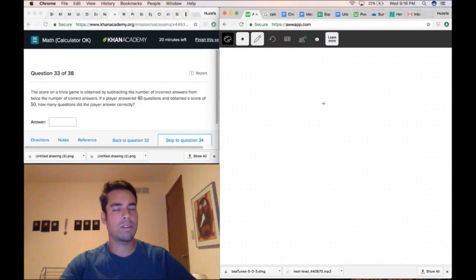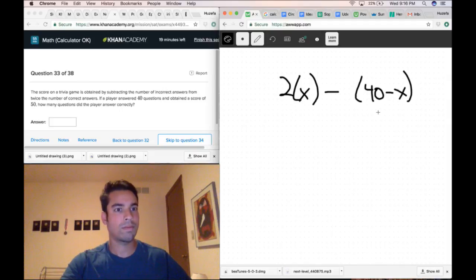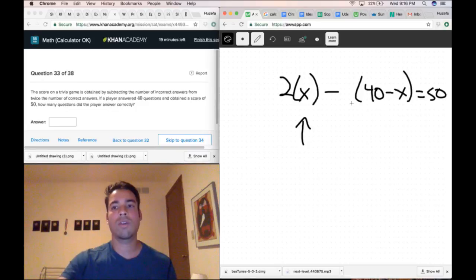The score on a trivia game is obtained by subtracting the number of incorrect answers from twice the number of correct answers. So if a player answered 40 questions, obtained a score of 50. So 2 times x minus 40 minus x equals 50. Where am I getting this from? I'm saying 2 times the number correct minus the exact number of incorrect, right? They just subtract the incorrect. What did he get incorrect? Well, the incorrect is what he didn't get correct, which is 40 minus x. And then we want to find how many did they solve correctly, which is x.